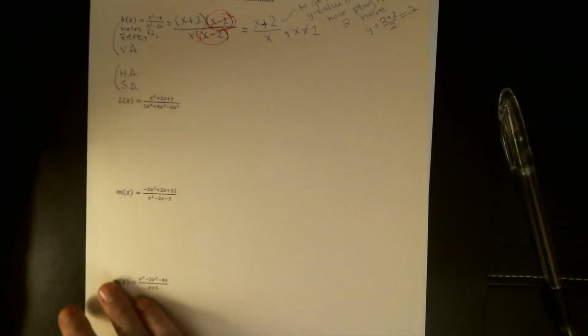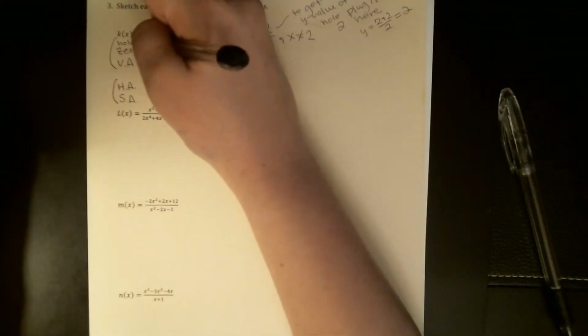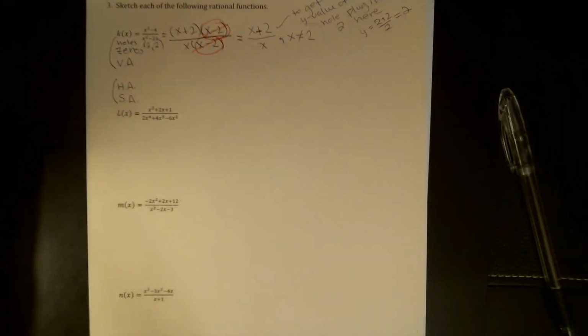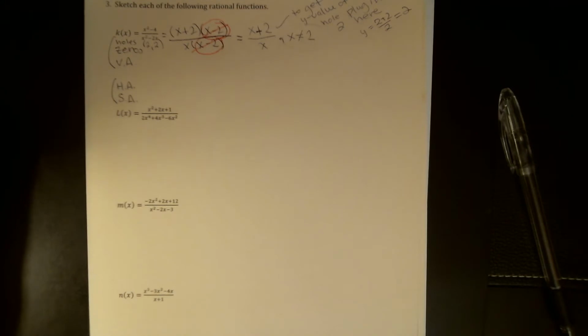So we get 2 plus 2 over 2. We get 4 over 2, which is 2. Lots of 2's floating around here. Don't assume in general that the hole will have the same x and y coordinate. It's certainly not something that's true of all of them.